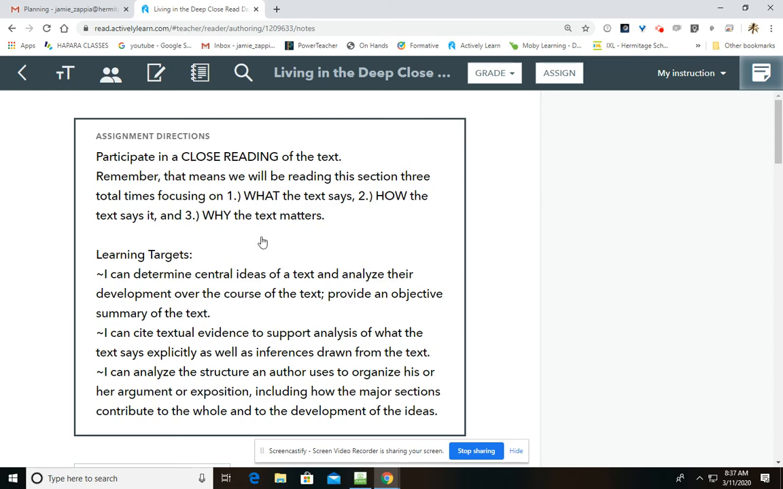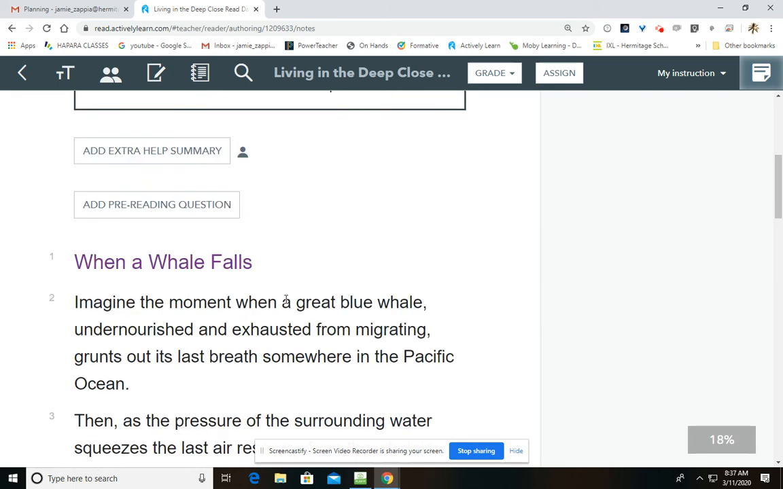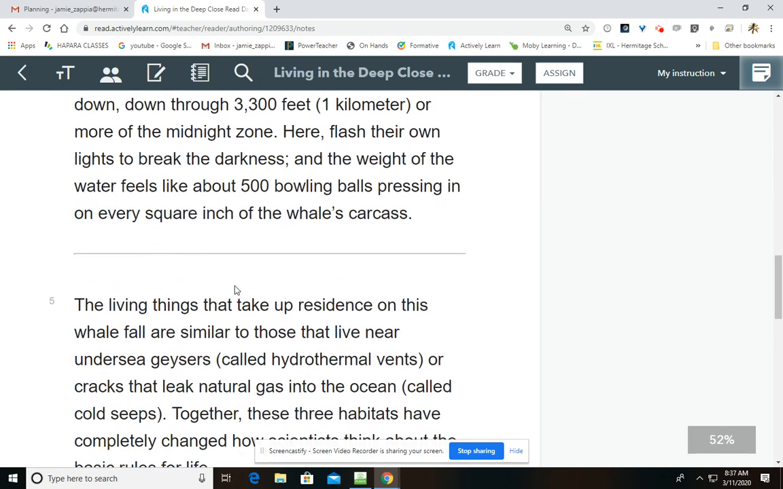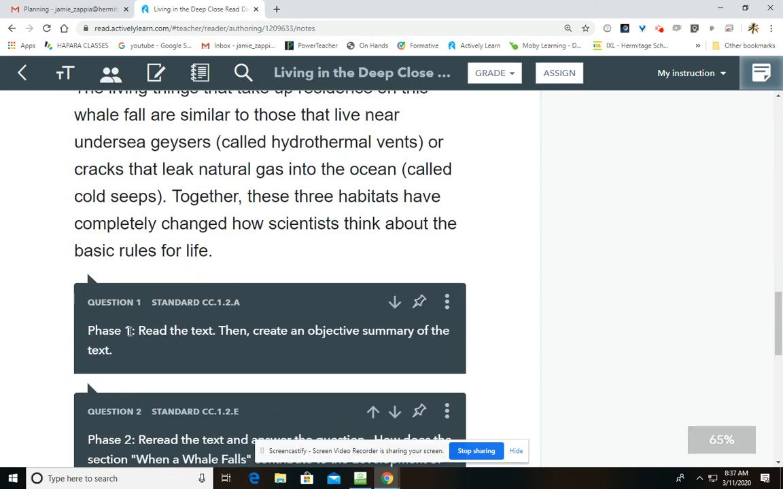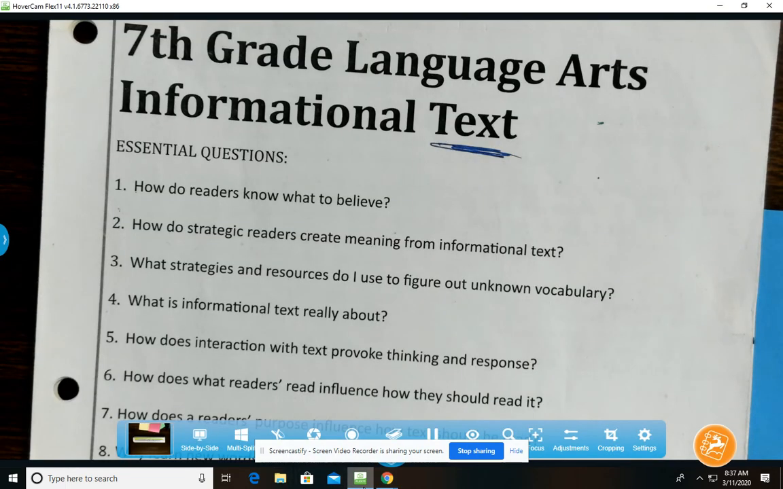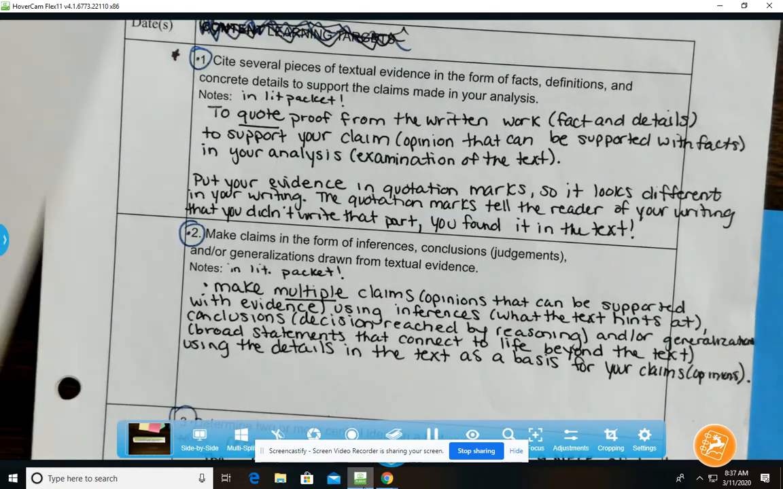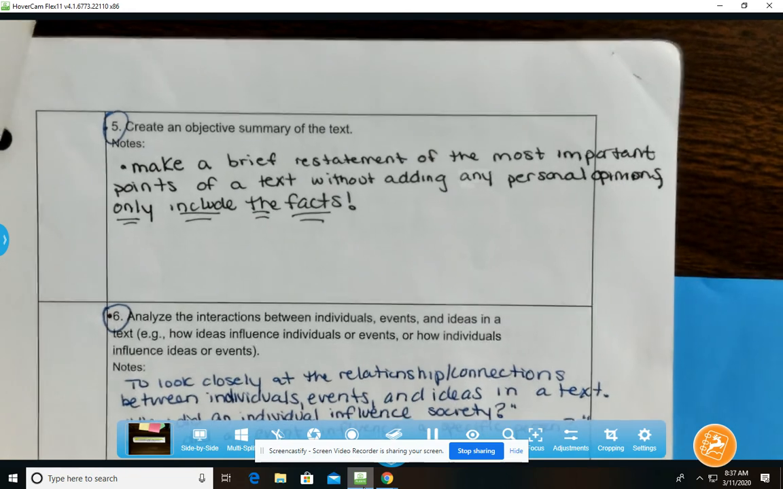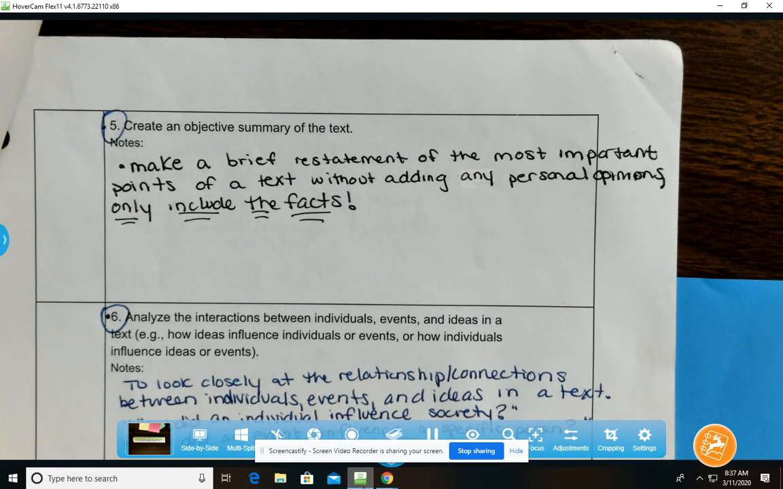The first time we read for what the text says. So as you read through this section called When a Whale Falls, or a portion of the section When a Whale Falls, I want you to read through for what the text says. After you read it, to determine what the text says, I want you to please create an objective summary of the text. As we do that, we are looking at learning target number 5, to create an objective summary of the text.